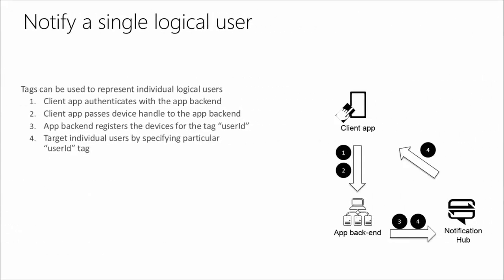In this example, we have a single user notification. The client app authenticates with the backend, it passes a device handle to the backend telling it who it is, and it registers the device for the tag user ID. So it's basically saying I want information. The targeted user specifies the particular user ID. When there's something, the notification hub simply responds.